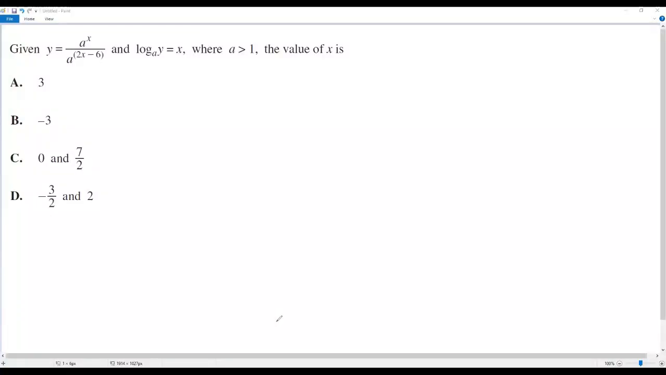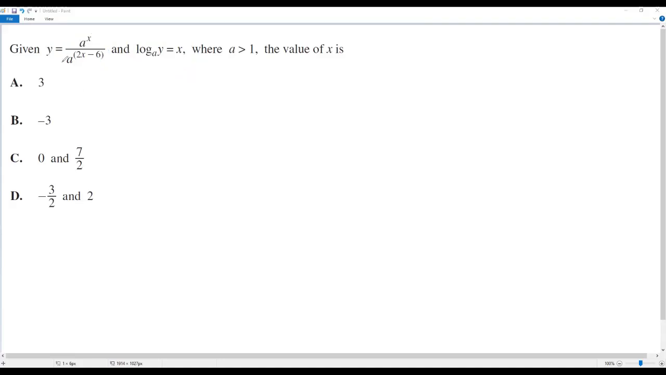Here we have a pre-calculus problem. Okay, let's go over the question. Given y equals a^x over a^(2x − 6), and log base a of y equals x, where a is greater than 1, the value of x is. So we have to solve for x in the given system of equations.